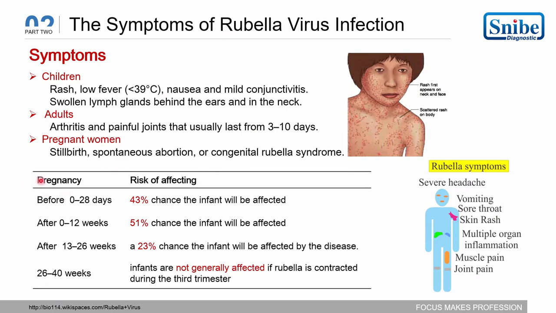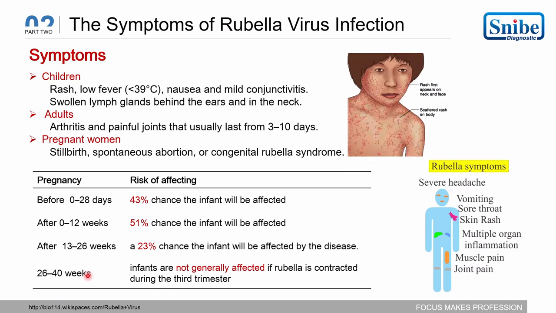If we compare pregnancy days and weeks and the risk of the infant being affected, between 0 to 28 days of pregnancy there is a 43% chance that the infant will be affected. If 0 to 12 weeks, then a 51% chance the infant will be affected. After 13 to 26 weeks, there is a 23% chance the infant will be affected by the disease, and at 26 to 40 weeks infants are not generally affected if rubella is contracted during the third trimester.